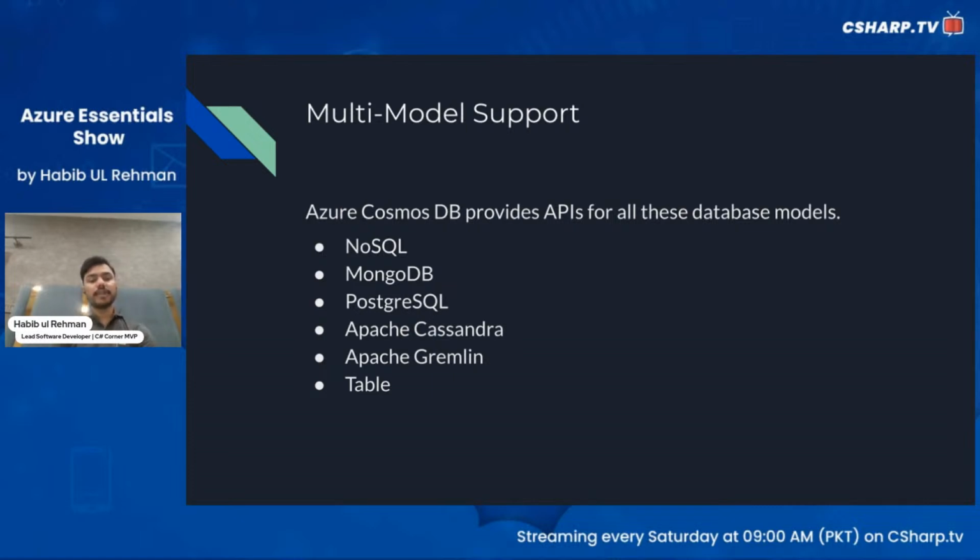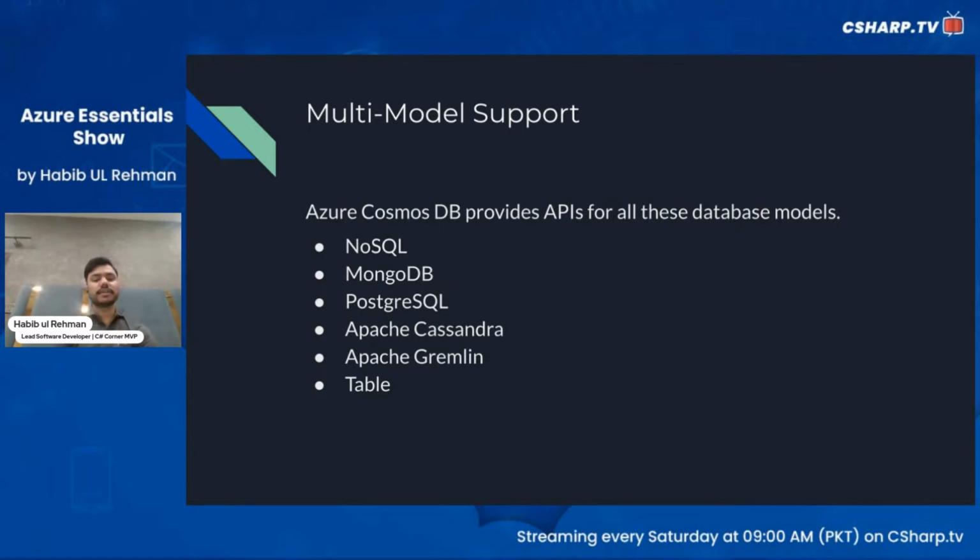Then, as we talk about multi-model support, Azure Cosmos DB provides APIs for these models. NoSQL database is basically a key-based or document database. So you can use NoSQL database APIs or drivers with Cosmos DB. Then you can use MongoDB for the document database model. For example, if you have an existing MongoDB model, you can use this model using the Azure Cosmos DB API. So it's very easy to use.